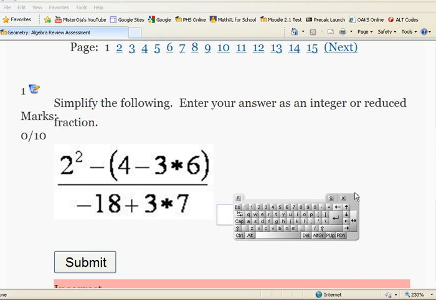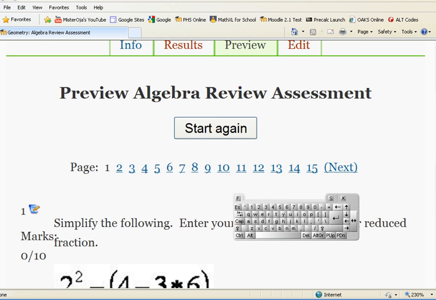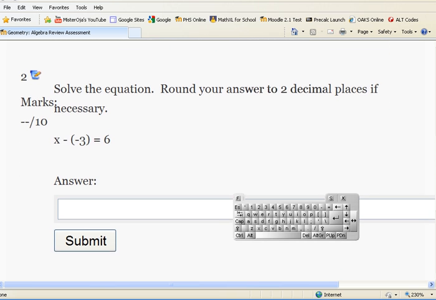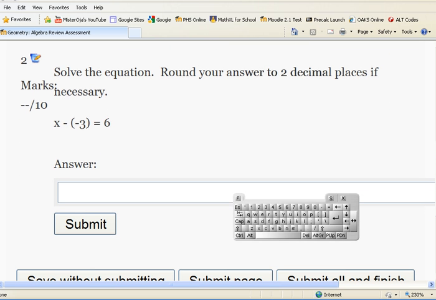Let's see. The next problem I want to look at is number 2. Okay, so solve the equation, round your answer to decimal places if necessary. So we've got one like this: x minus negative 3 is 6. Now, I'm not sure. I think if people were to redo the test now, this probably wouldn't be an issue. But for some reason, when we did the test, it was. So let's take a look at it anyway.